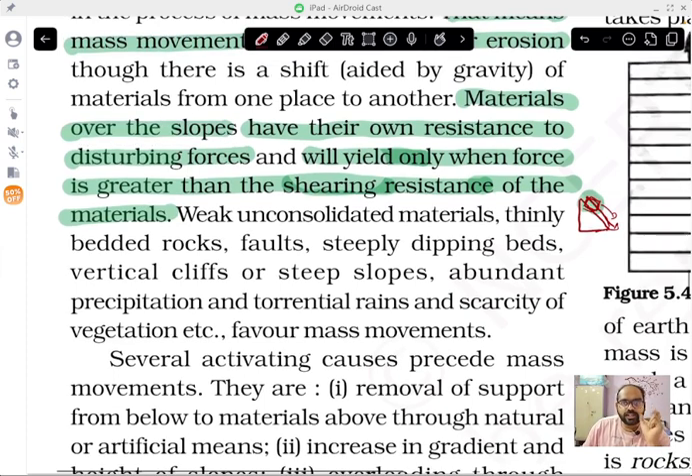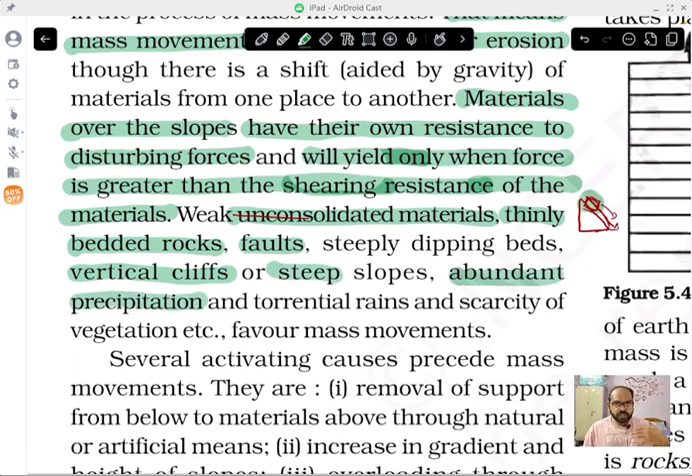What are the conditions that favor mass movements? Weak, unconsolidated materials, thinly bedded rocks. Unconsolidated material means materials that are not strong enough to hold to one another. And thinly bedded rocks that have less density, faults that are cracks, vertical cliffs. Vertical cliff means more slope, so more chances for the material to drop down or move along the slope, or steep, vertical or steep. Abundant precipitation, that is rainfall. If there is more rainfall, the materials get loosened and they move down.